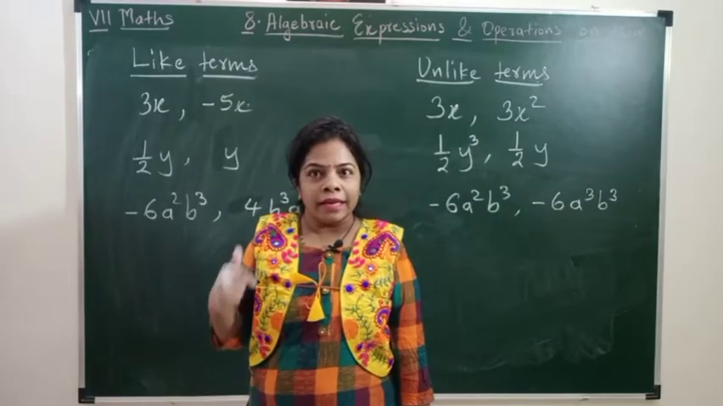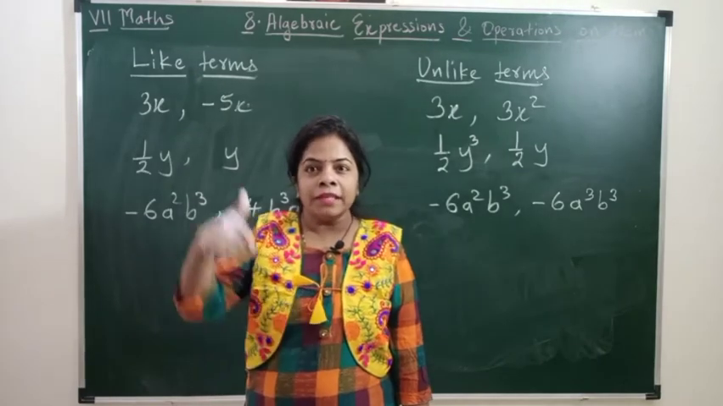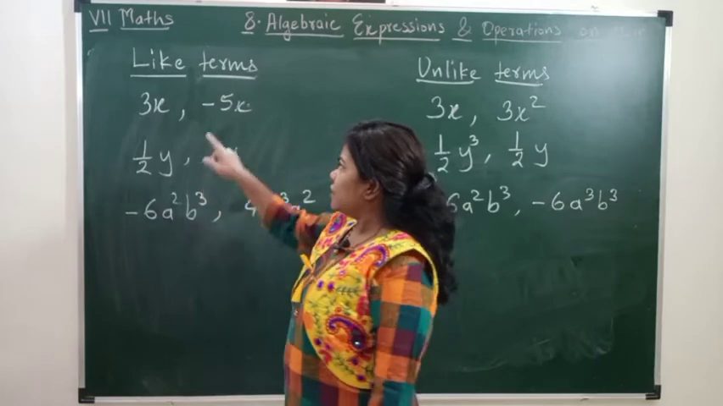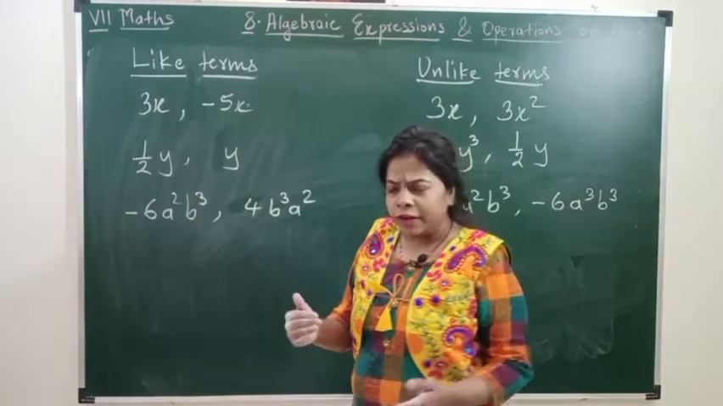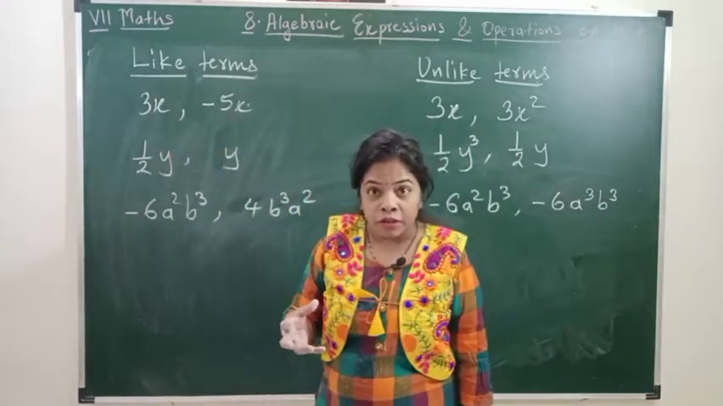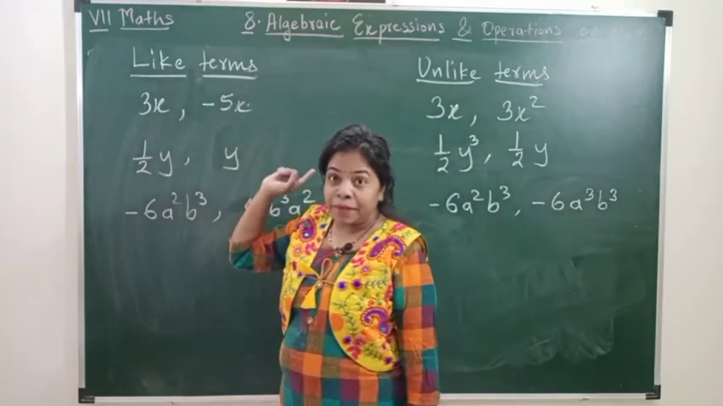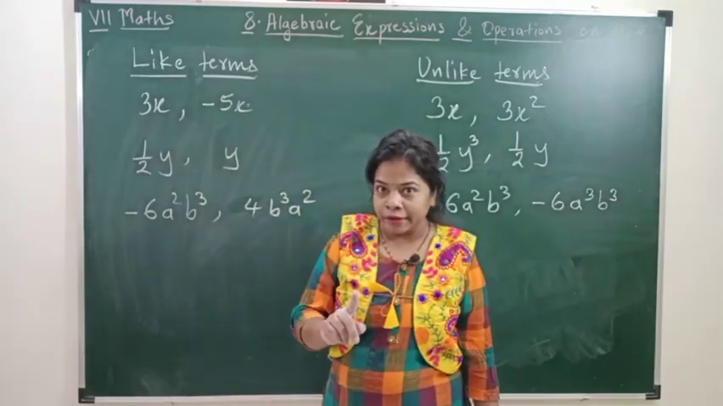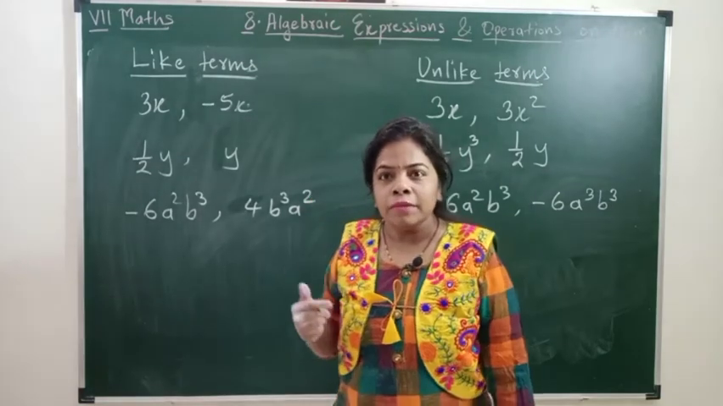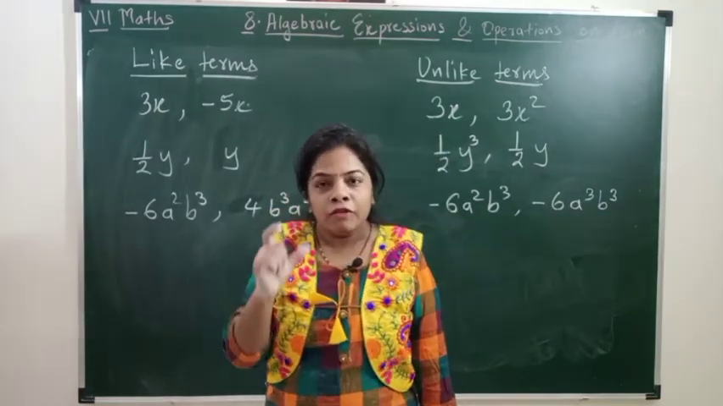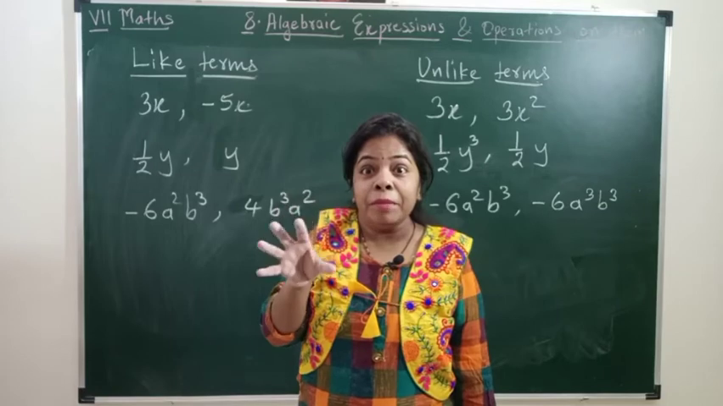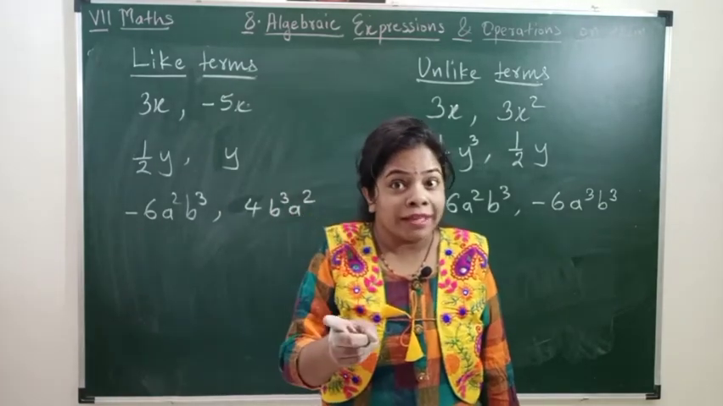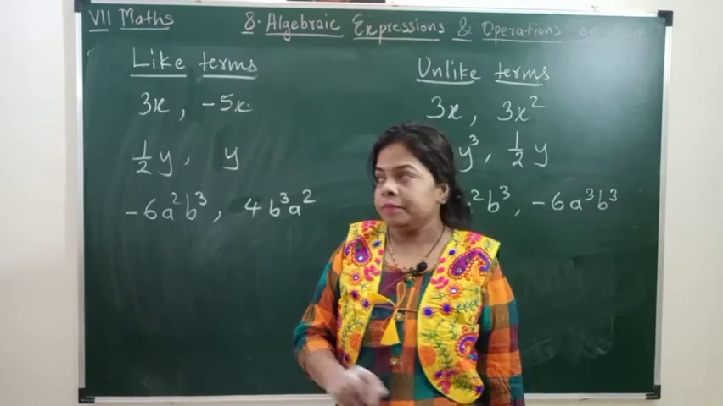Are clear with you? Now children, we will see what are the like terms and what are the unlike terms in these algebraic expressions. See the first example which I have taken, 3x and minus 5x. The numbers are different, 3 and minus 5, but the alphabets are same, x and x. So they are like terms. How do we decide whether the terms are like or unlike? We see the alphabetical part. The alphabets should be the same. They should be in same number. If there is one x term, there should be one x term only. Then they are like terms.